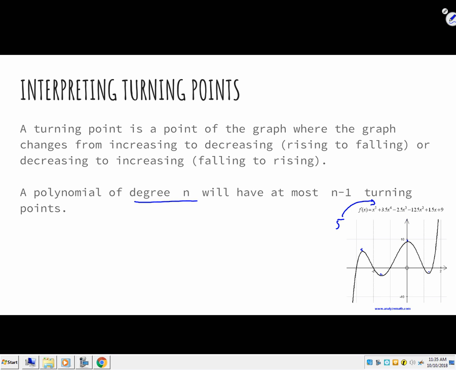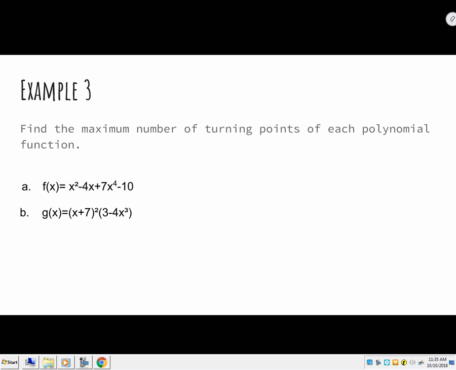It says a polynomial of degree n will have at most n minus 1 turning points, which makes sense. I had 1, 2, 3, 4 of them, so I subtract 1 from that. I had 4 turning points. And so that's just another way to help check your graph. If you want to, go ahead and find how many turning points we should have on these two, and then you can come back and hit play.